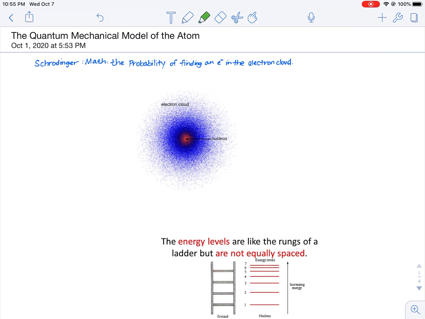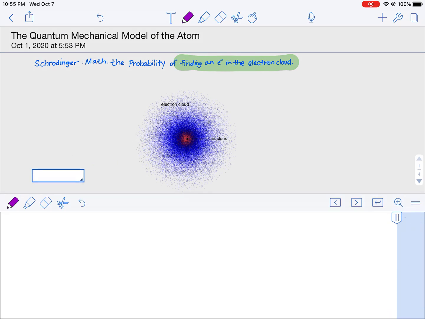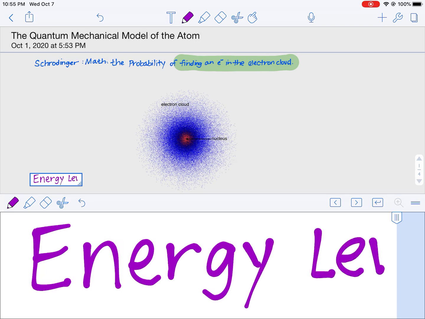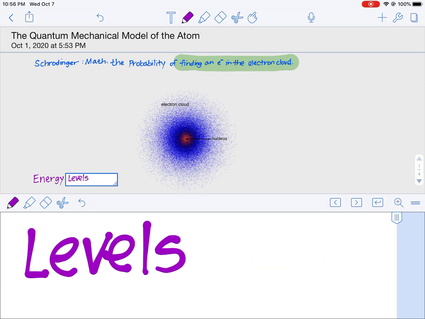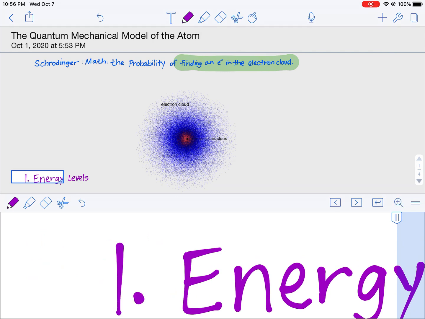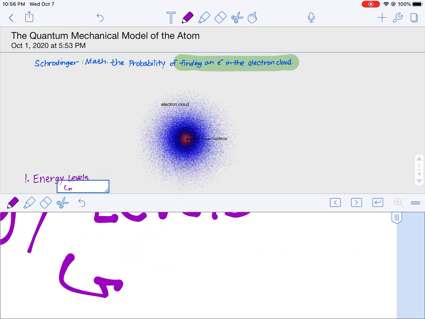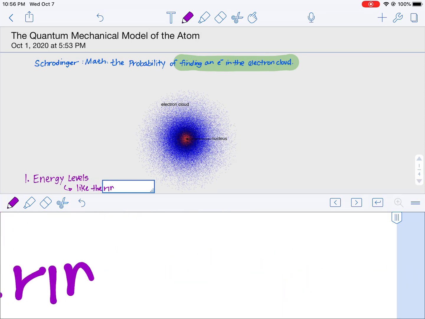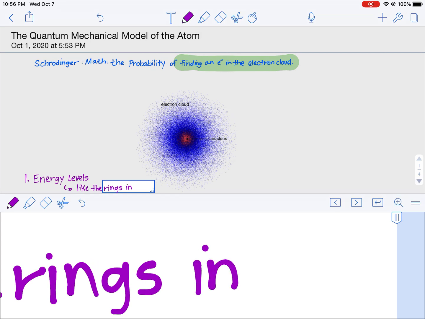Now, when we try to explain where to find an electron in the electron cloud, there are some principles of Bohr's model that come into play as well. And those would be the energy levels. So here's the first explanation that Schrödinger gives us, and I'll number it 1, energy levels, as to where we'll find an electron in the electron cloud. These are like the rings in the Bohr model of the atom.